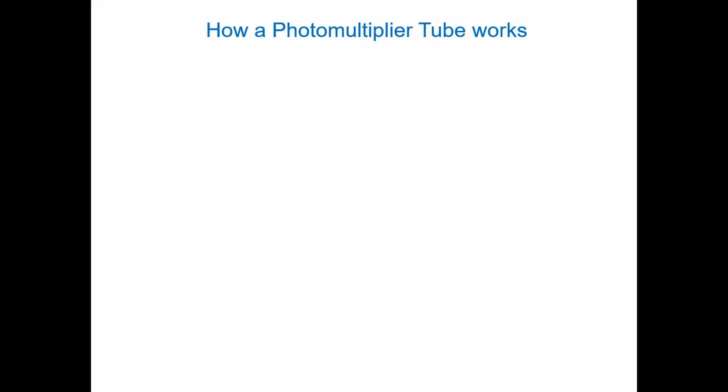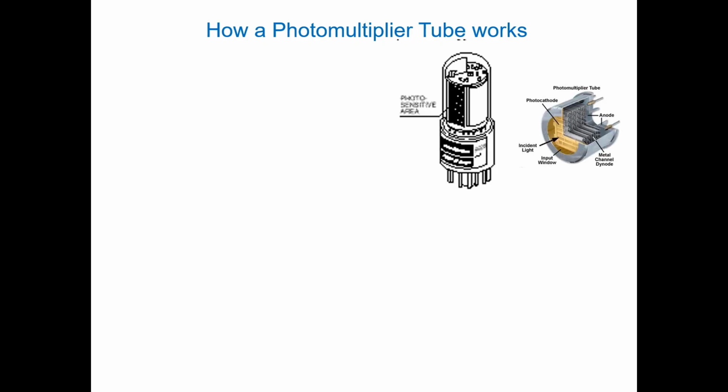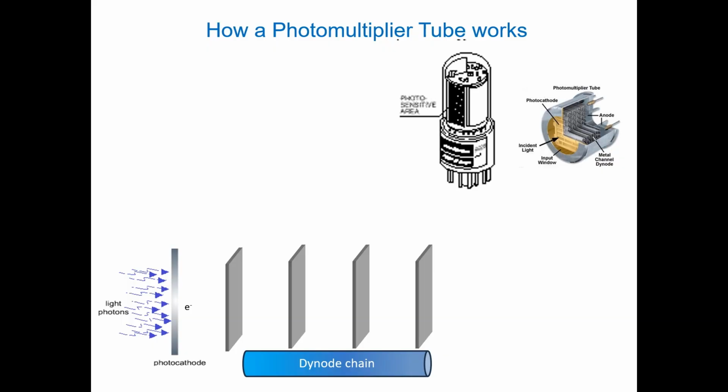Let's look in depth at how a PMT works. Here's the PMT with its photosensitive cathode. The photons of emitted light hit the cathode, which then generates electrons. The electrons then pass through a dinode chain, which is a series of dinodes with voltage applied, which multiply the electrons at each stage so that many electrons reach the anode for each electron that left the cathode.